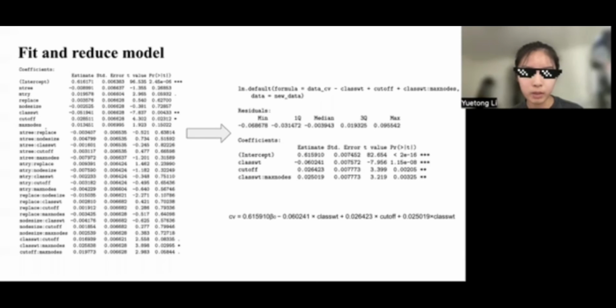The summary of the full model shows only 3 variables are significant under the level of 0.05. Then we create a new model by only fitting those 3 variables. The summary table of this simplified model shows all of them are significant. Therefore, we use this model as our final model.